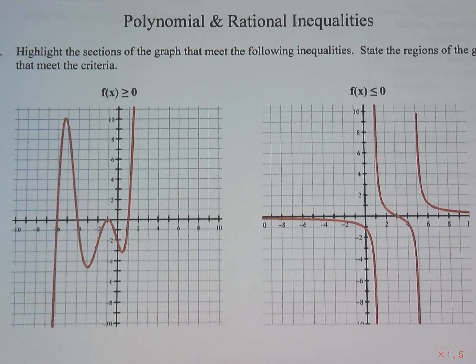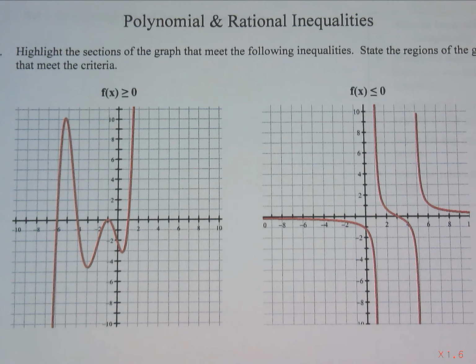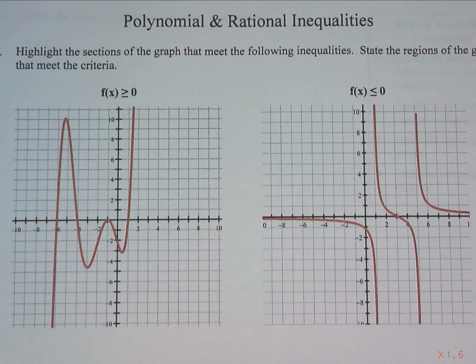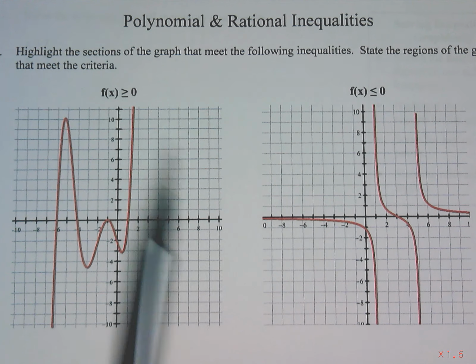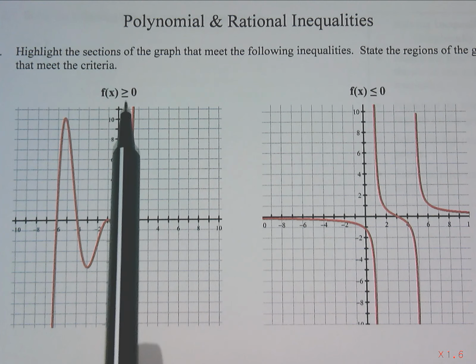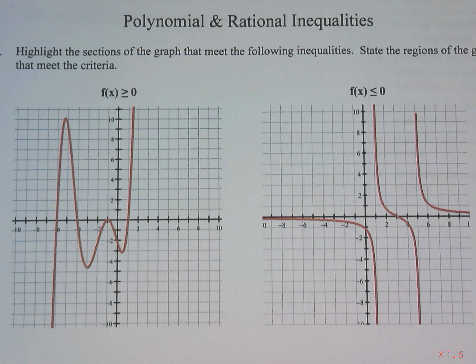In this video, we are going to talk about polynomial and rational inequalities. So our question here says, highlight the sections of the graph that meet the following inequalities. State the regions of the graph that meet the criteria. So an inequality is like an equation, but instead of having an equal sign, it has either a greater than, a less than, a greater than or equal to, or a less than or equal to.